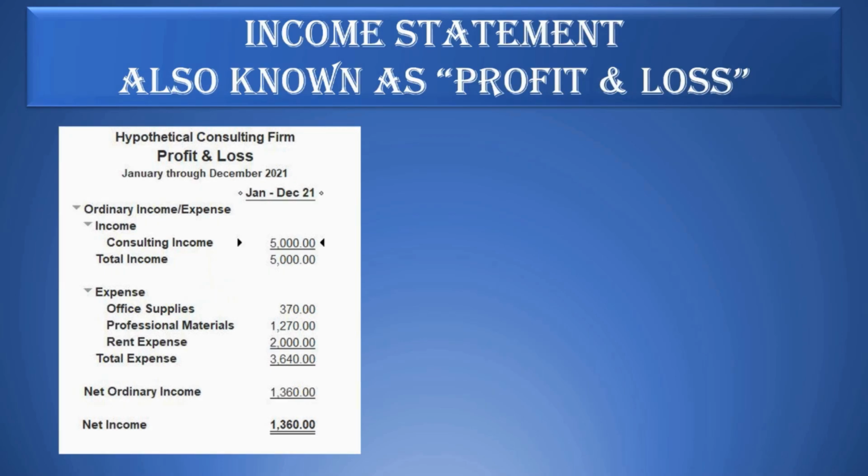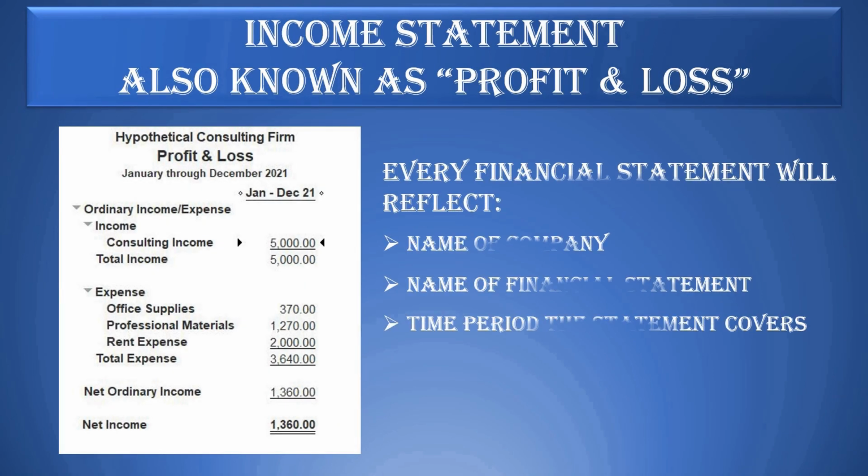This is the income statement for our hypothetical consulting firm that was created based on the 10 journal entries that we made earlier in the lesson. Let's take a look at the structure of this statement. Every financial statement will have 3 important lines within its heading that will reflect the following: name of the company, name of the financial statement, and the time period that this statement covers.